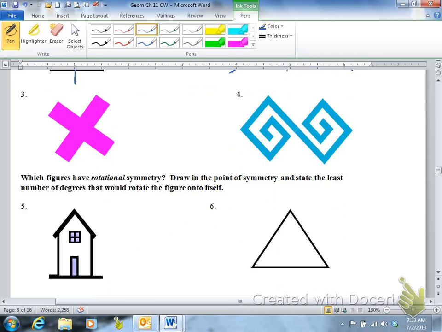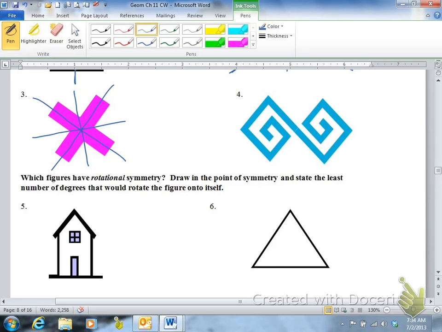Number 3, there are quite a few lines of symmetry. Looks like you can cut the x like that. You can cut the x like that. You could also cut through this way. So if you fold it, it would map onto itself perfectly. Fold that way. Are there any others?